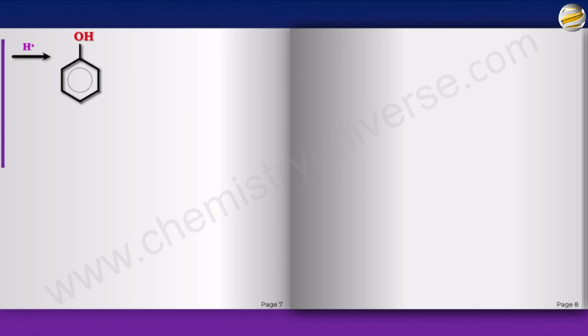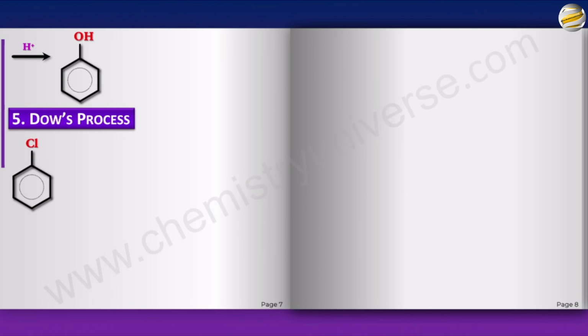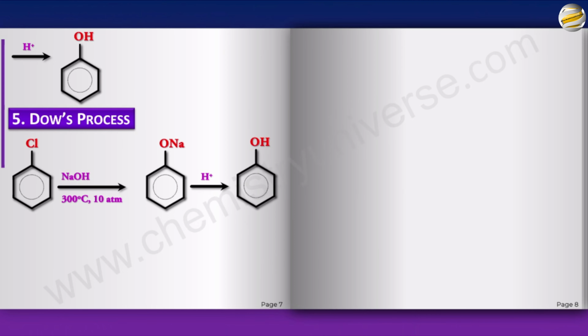The next preparation is called the Dow's process. This again is a simple benzyne mechanism. You have chlorobenzene. We have done this in aryl halides. And you heat it with NaOH at very high temperature and pressure. Of course, when the Cl is not activated, when there are no withdrawing groups, it will undergo the benzyne mechanism and the conditions will be vigorous. So OH will replace the Cl, but remember it's a basic medium, so you get ONa, and then you acidify it and you get phenol.